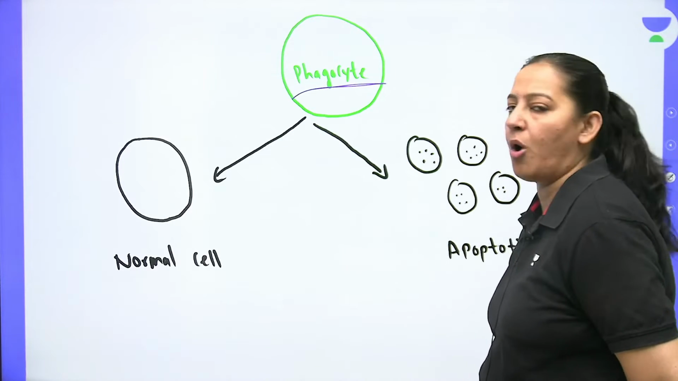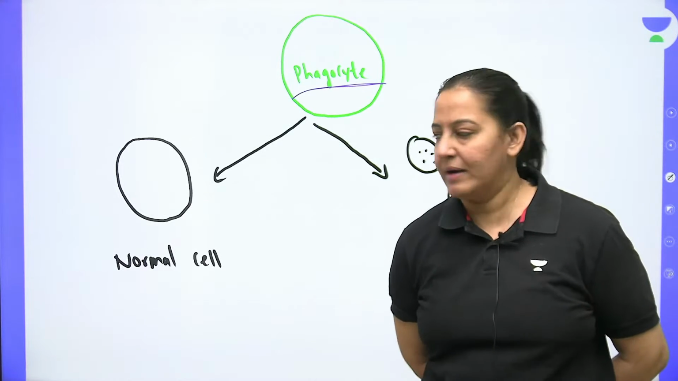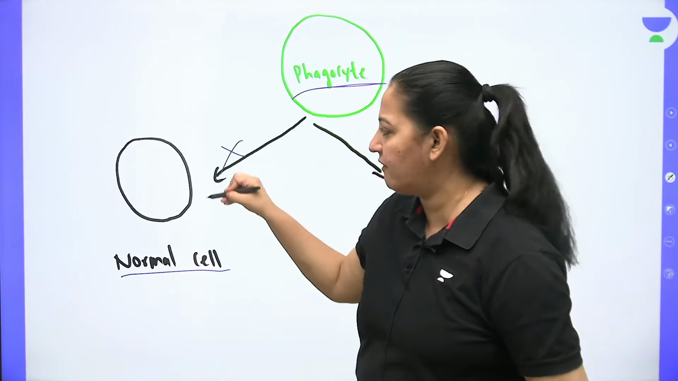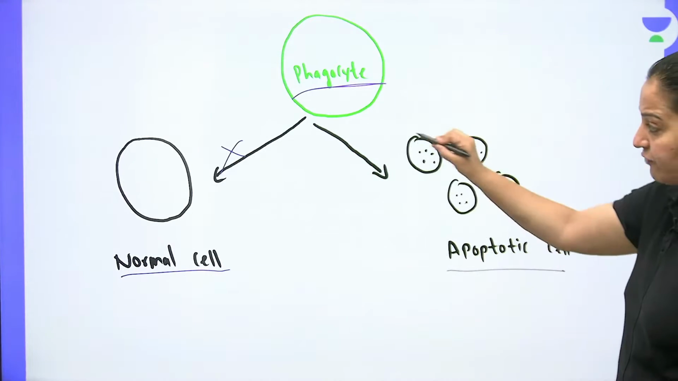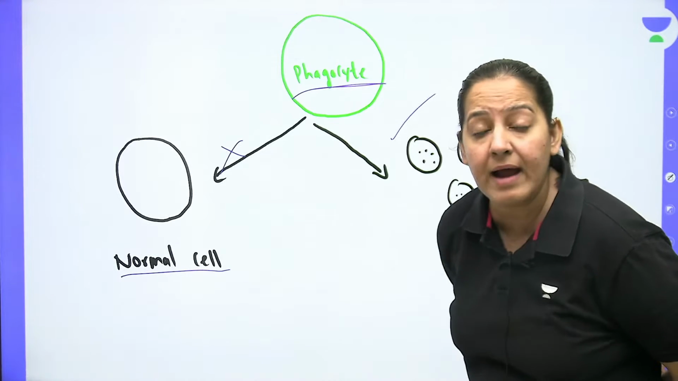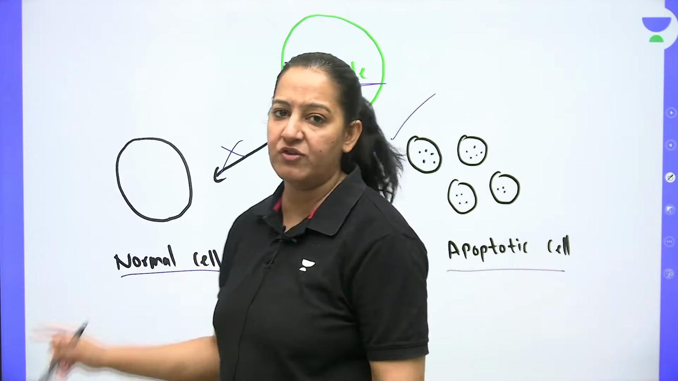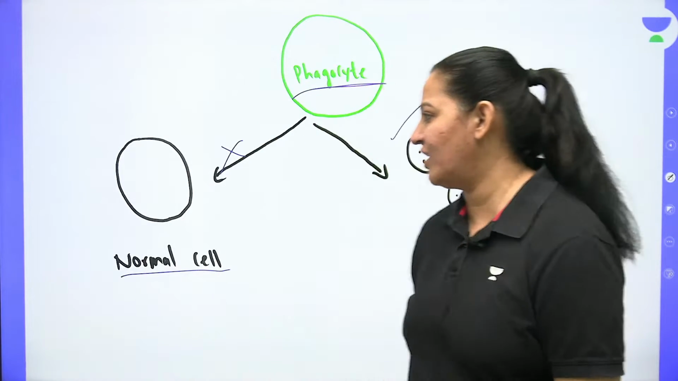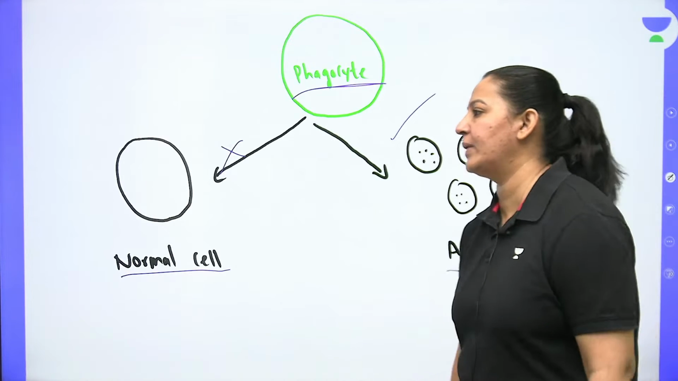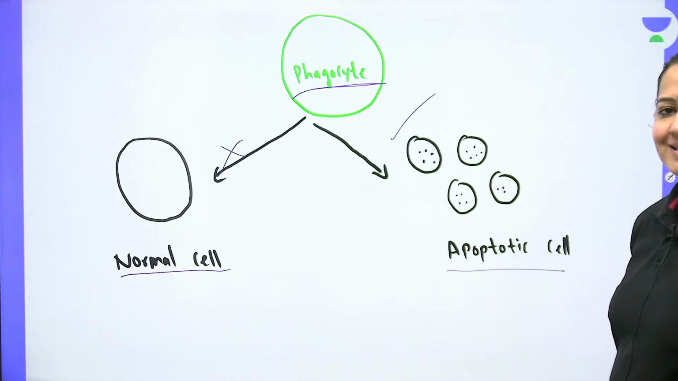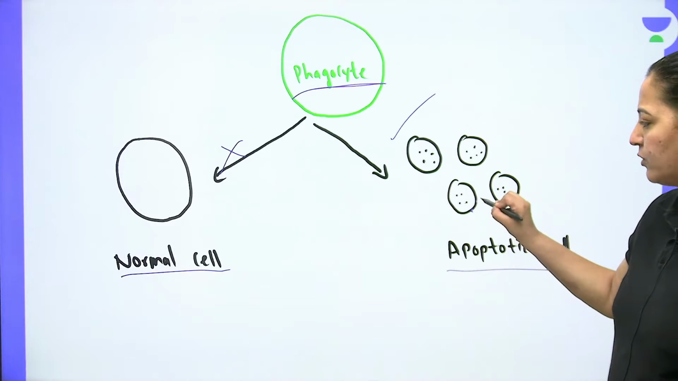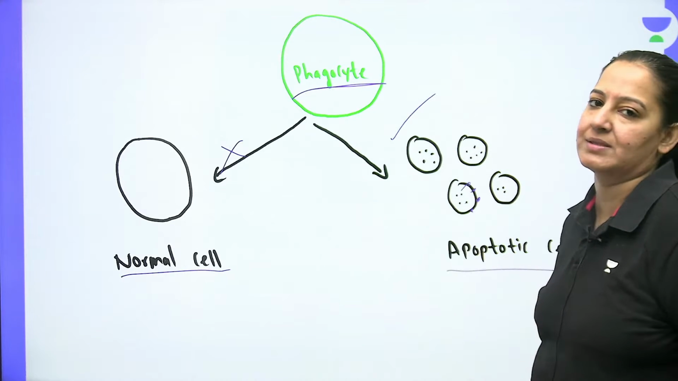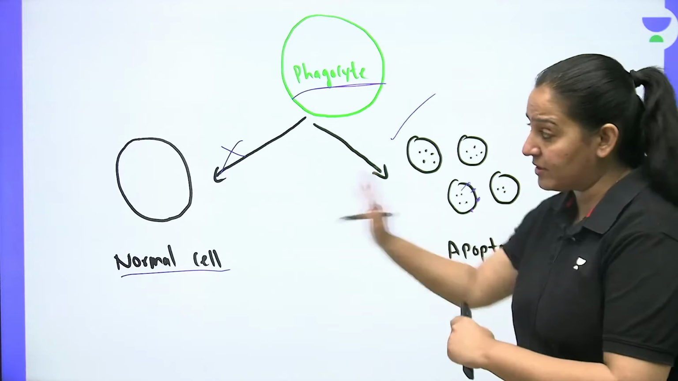So my question to all of you, a phagocyte is a cell. It is not a human, right? A phagocyte doesn't have eyes. So how does a phagocyte recognize that it is a normal cell and it does not have to engulf it, but this is an apoptotic cell and it has to engulf it? Does anyone know? So there is tagging. What is that tagging which is attracting the phagocyte towards it? What is that tagging which is present on the apoptotic cell but not on the normal cell?